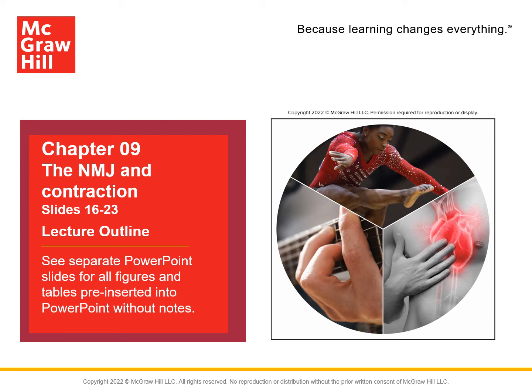All right, so welcome to video 3. In this, we're going to look at the neuromuscular junction and how contraction happens. We call that the sliding filament model or theory.